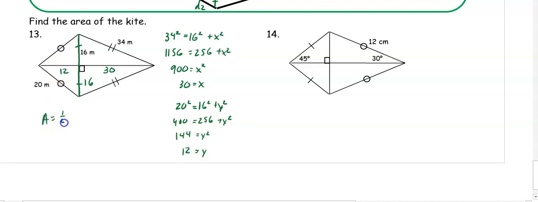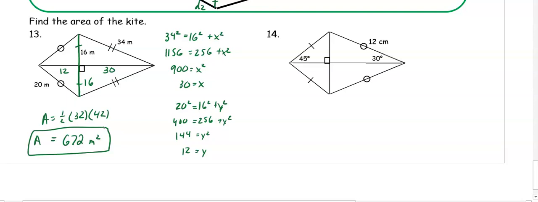So our area is equal to 1/2. 16 plus 16 is 32. 12 plus 30 is 42. So when we multiply that together, we get our area is 672 meters squared.